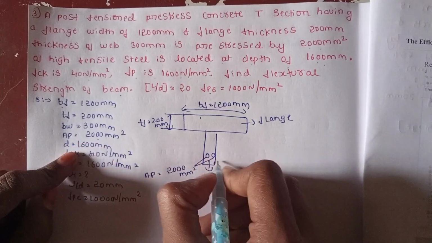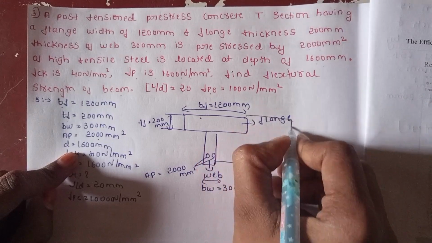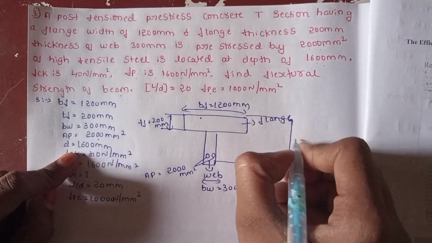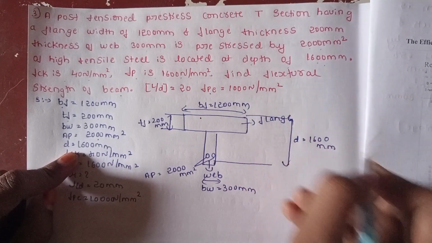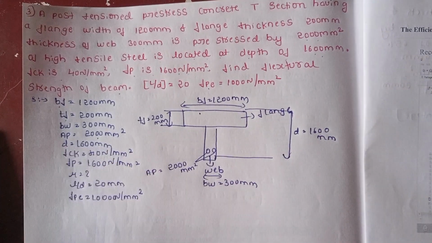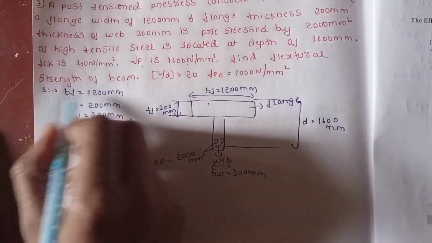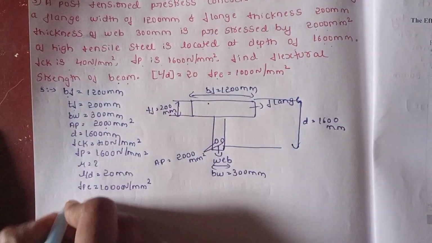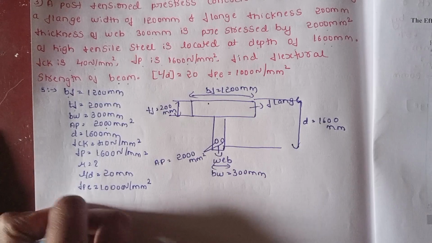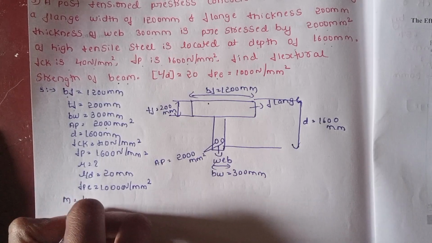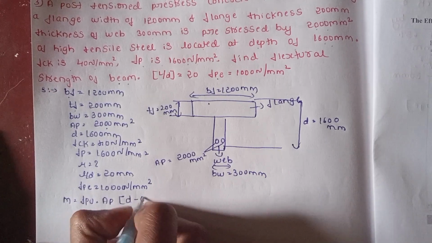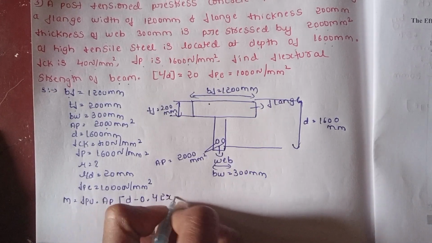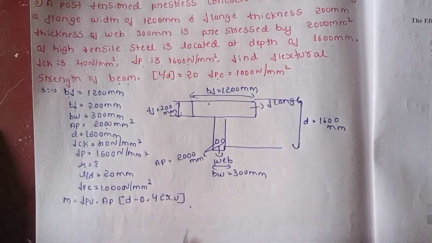Then d, effective depth, d equal to 1600 mm, and this is given here. Now find the flexure strength of the beam, with the formula M equal to FPU into AP into bracket open d minus 0.42 into XU. This is the formula for finding the flexure strength of the beam.